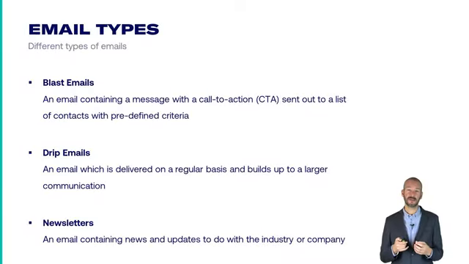So, some types of emails. There are a lot of different emails out there in terms of the messages that we send and how we send them. So I'm just going to go through a couple different kinds that you may want to think about. The number one are blast emails. This is an email containing a message with just a call to action, or a CTA, sent out to a list of contacts with predefined criteria. That's you blasting it out to everybody, hitting the button, and it goes out to a bunch of different people. There's a specific call to action, and that's it. It's just a single one-off blast message.